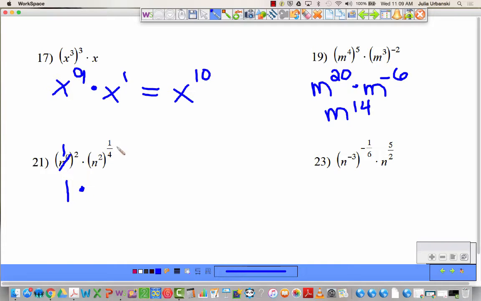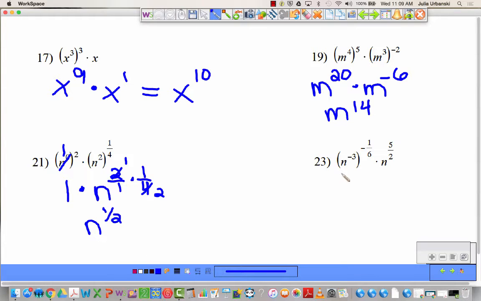Times 1/4. So we have to say n to the 2/1 times 1/4. Okay, some of you cross cancel that, some of you multiply it and then reduce it. What do we get? 1/2. 1/2, that's right. Okay, some people will reduce it like this. Some people will make it 2/4 and reduce it at the end. Either way. This could also be called the square root of n.